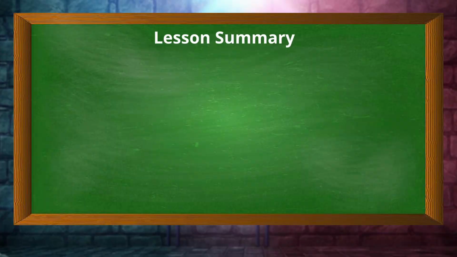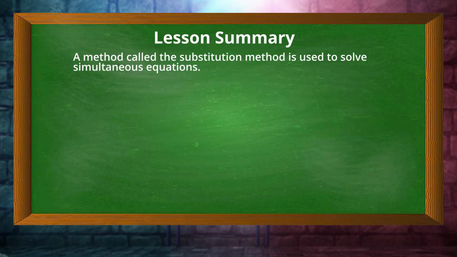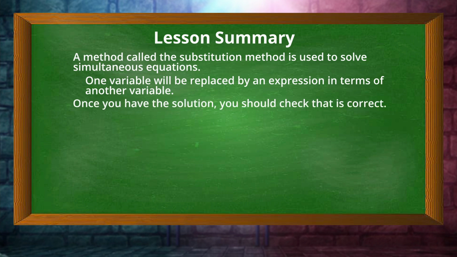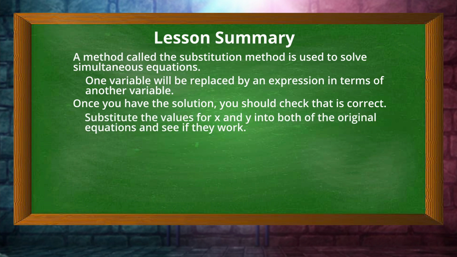We've come to the end of the lesson. Let's summarize what we have learned today. In this lesson, we have learned about a method called the substitution method to solve simultaneous equations. One variable will be replaced by an expression in terms of another variable. Once you have the solution, you should check whether it is correct. Substitute the values for x and y into both of the original equations and see if they work.